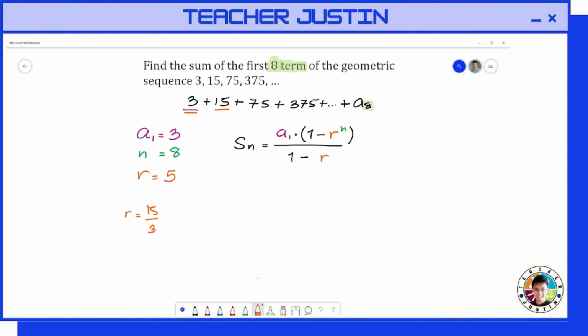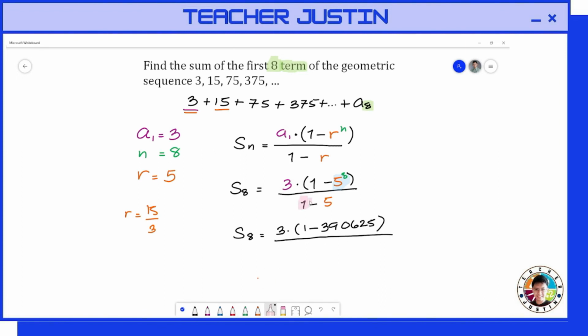And we will use the formula s sub n is equal to a sub 1 times the quantity 1 minus r raised to n all over 1 minus r. Let's substitute our given. So we have s sub 8 is equal to our first term, which is 3, times the quantity 1 minus 5 raised to 8 all over 1 minus 5. Let's simplify using the order of operations. Let's start with getting the value of 5 raised to 8. That will give us 390,625, all over 1 minus 5. That will give us negative 4.